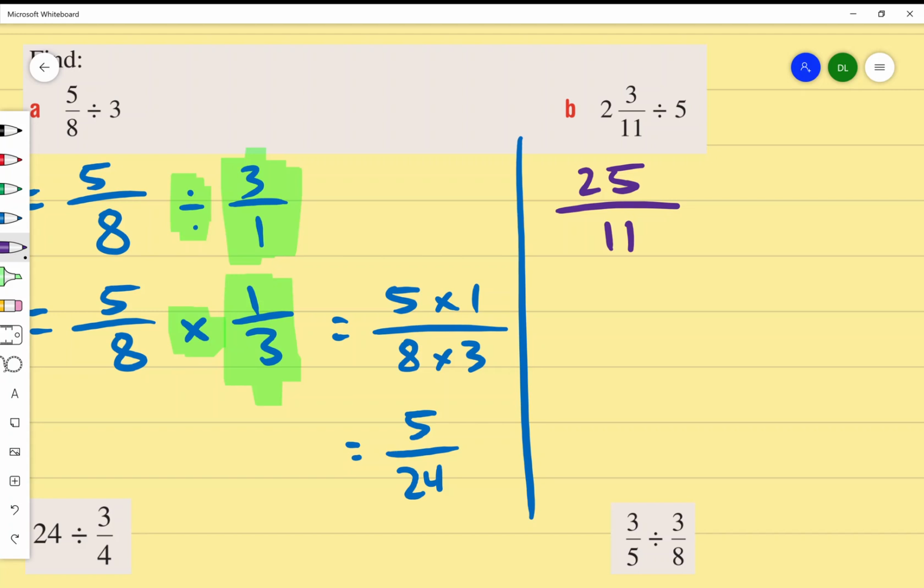You guys remember that stuff from earlier in this topic? Now I'm going to write divided by. Now instead of writing 5, what do I write? Good. 5 over 1. Now I find the reciprocal, which is?